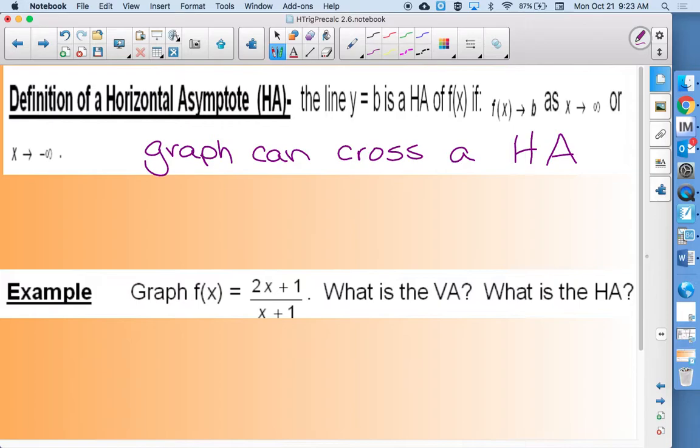We could have multiple vertical asymptotes. Just depends what's in the denominator that makes it undefined. Horizontally, though, there's only one. And you can cross over it because it's not making the function undefined. It's just forcing the x's to kind of continue on horizontally.